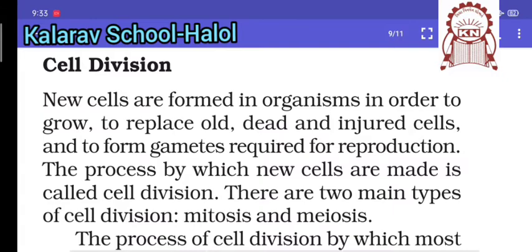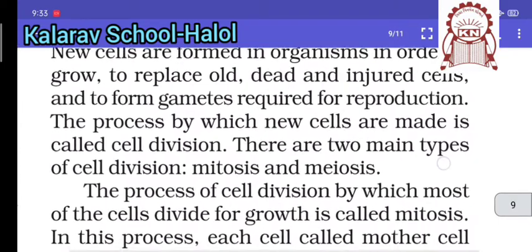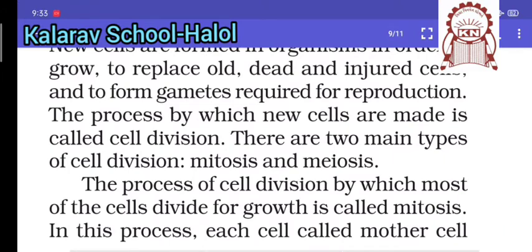Our last topic is cell division. Cells are formed in an organism in order to grow, to replace old, dead and injured cells, and to form gametes required for reproduction. Cell division has an important role in growth, repair of damaged parts, and reproduction. The process by which new cells are made is called cell division. Cell division can occur in two main types: mitosis and meiosis.